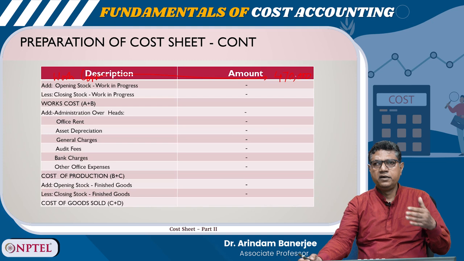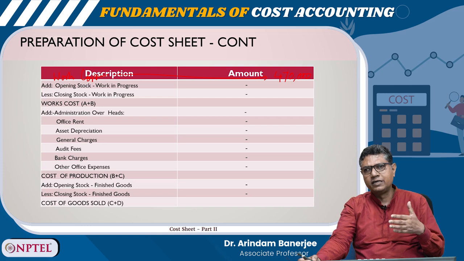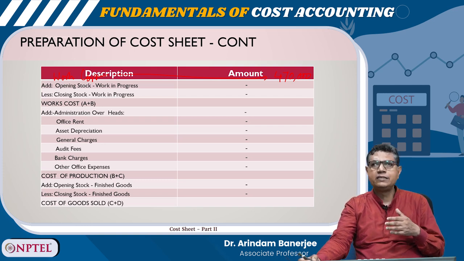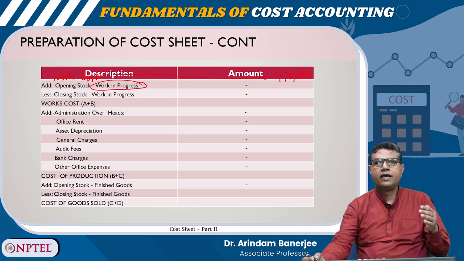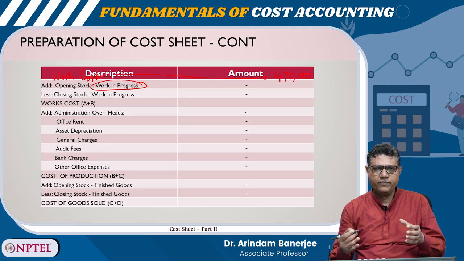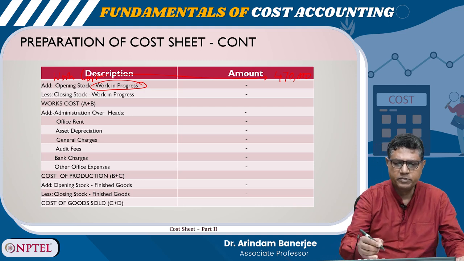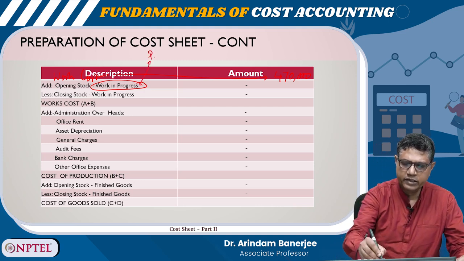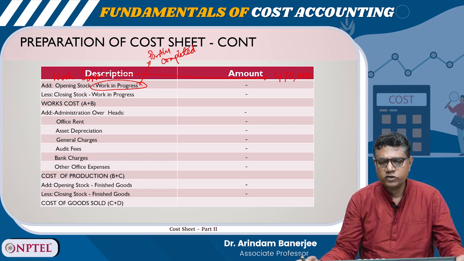Now you see, in the final production line, there will be some units which are semi-finished. They are called work in progress. Work in progress means their production process is not entirely finished, nor are they in the raw material stage. They are partly completed.